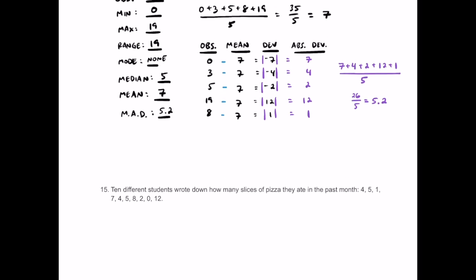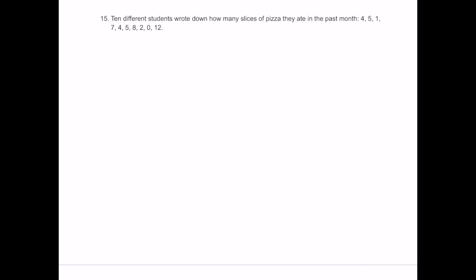Let's go on to 15. 15 says 10 different students wrote down how many slices of pizza they ate in the past month: 4, 5, 1, 7, 4, 5, 8, 2, 0, and 12. Okay, so that says 10 different students. So just getting started here for the observations, we can say there are 10 different people. And let's go ahead and write our minimum and our maximum and our range.